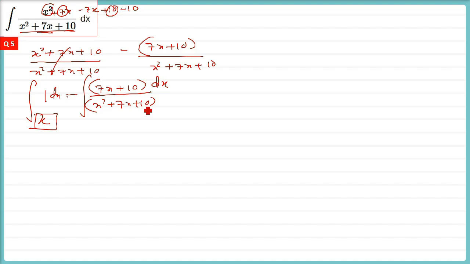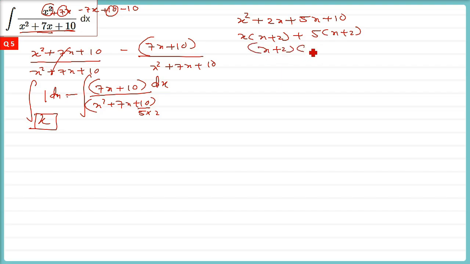X square plus 7x plus 10. Can we write this in terms of factors? If we can write, then it will be easy for us because it will just match the previous question. 10 can be written as 5 into 2 and 7 can be added as the sum of 5 and 2. So x square plus 2x plus 5x plus 10 we can write. X you can take common, x plus 2 it will be. You can take 5 common, x plus 2 it will be. So this x square plus 7x plus 10 has become x plus 2 into x plus 5, which are the two factors.